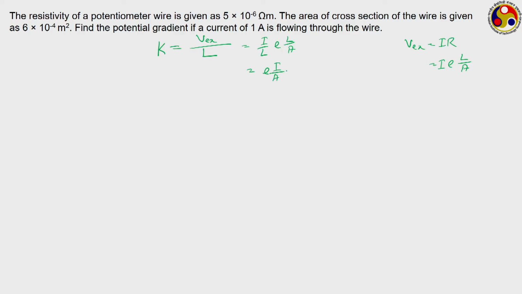Now, all these parameters are given. Your rho is 5 into 10 to the minus 6 ohm meter, your I is given as 1 ampere, and area is given as 6 into 10 to the minus 4 meter square. If you put all these values, I have got this calculated for you. So, our value is 8.3 into 10 to the power minus 3 volt per meter. So, this is the potential gradient of the instrument.